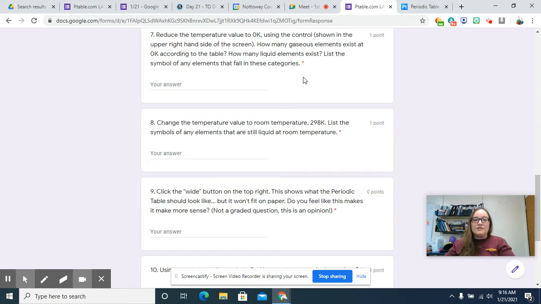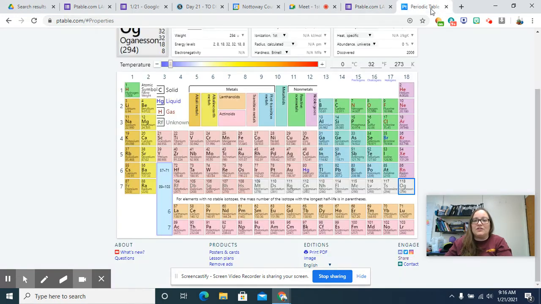Let's reduce the temperature to 0 K using the control shown in the upper right-hand side of the screen. How many gaseous elements exist? How many liquid elements exist? And then list the symbol of any elements that fall in these categories. So really, I just want you to look at how many gases, how many liquids, and then tell me the symbol of any gases and liquids. That's what you're going to write here.